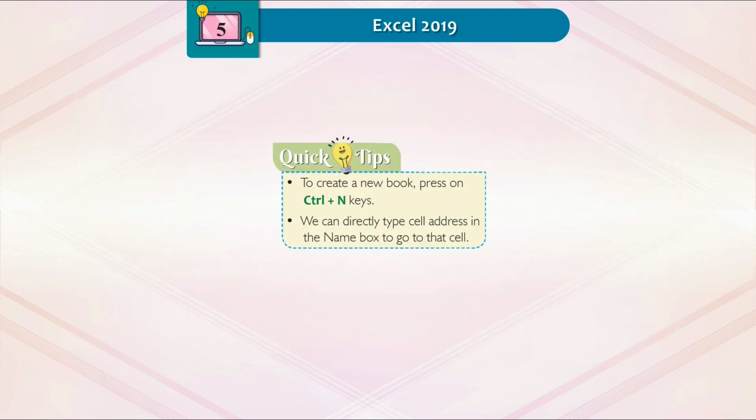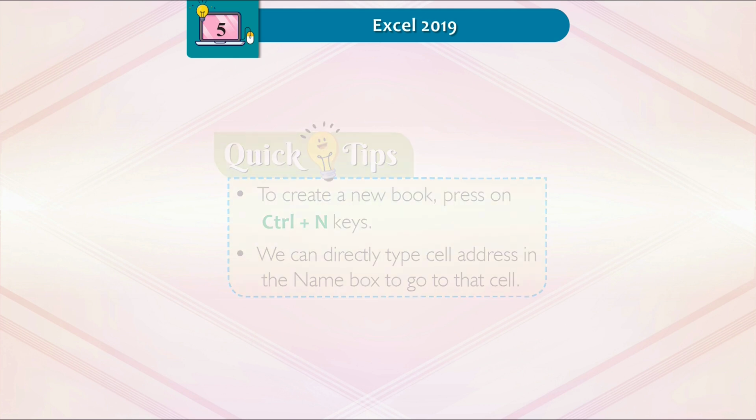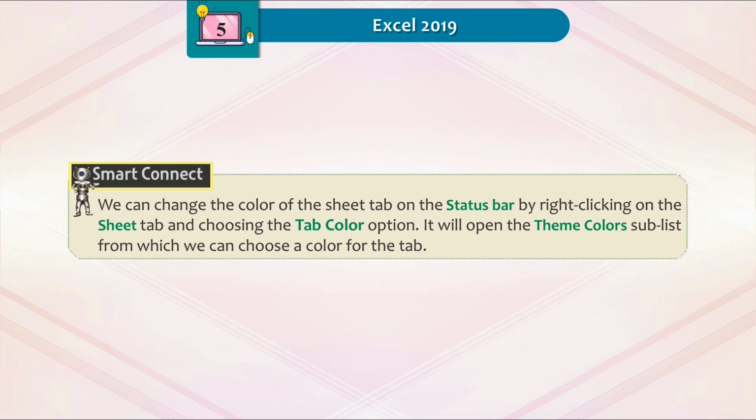Quick tips. To create a new book, press the Ctrl+N keys. We can directly type a cell address in the Name box to go to that cell. Smart Connect. We can change the color of the sheet tab on the status bar by right-clicking on the sheet tab and choosing the Tab Color option. It will open the themed colors sublist from which we can choose a color for the tab.